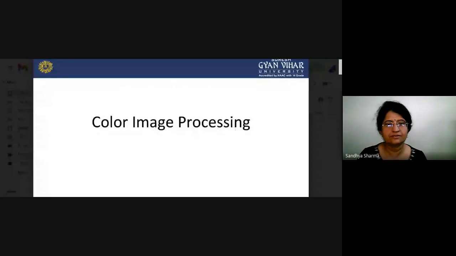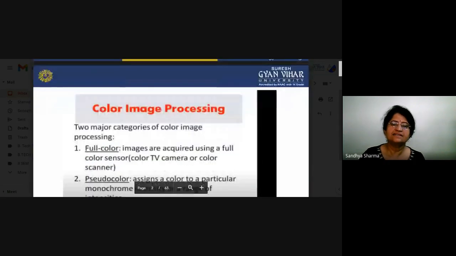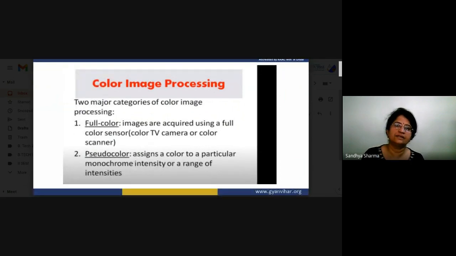Good morning, students. Today, in this lecture, we will discuss color image processing. Before starting color image processing, we will discuss the basic fundamentals of our color signals. If we are talking about color image processing, there are two categories. The first one is called full color image processing.